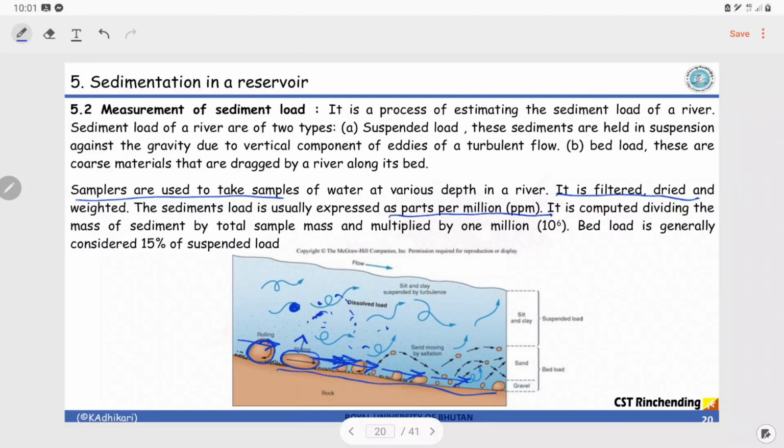Usually the bed load is taken as 15 percent of the suspended load. So if the suspended load is 100 ppm, then the bed load is considered to be 15 by 100 into 100. So this much value is considered for the bed load.